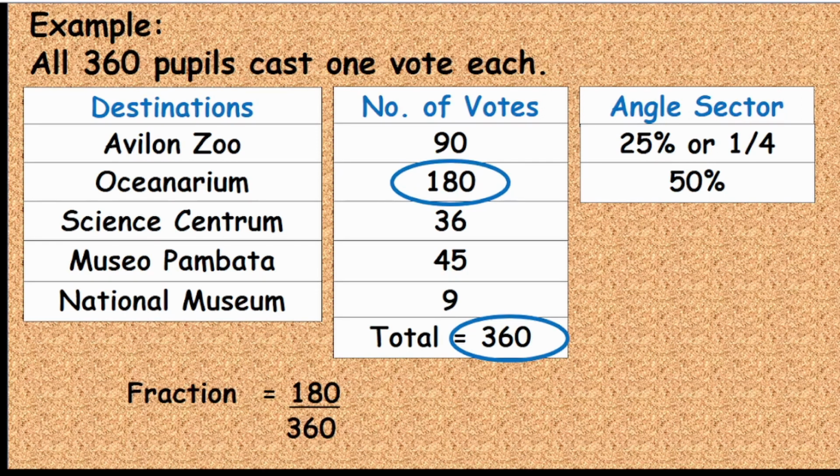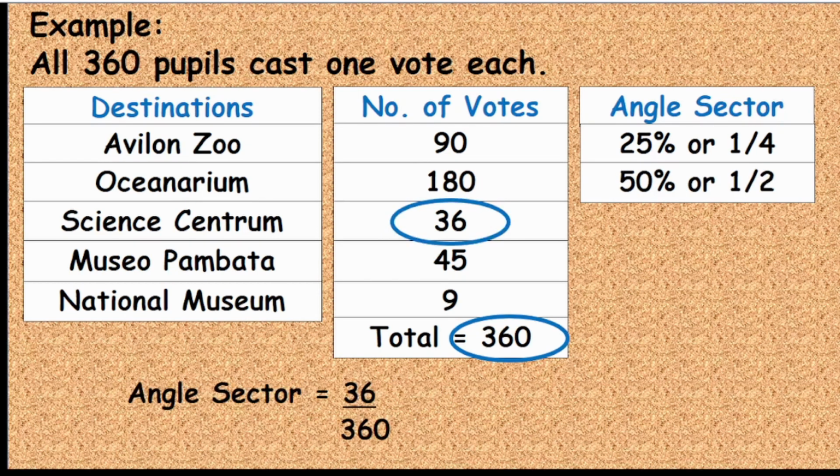How about in fraction form? So 180 divided by 360. So we are going to divide both by 180. So 180 divided by 180 is equal to 1. 360 divided by 180 is equal to 2. So the fraction form of 50% is 1/2.